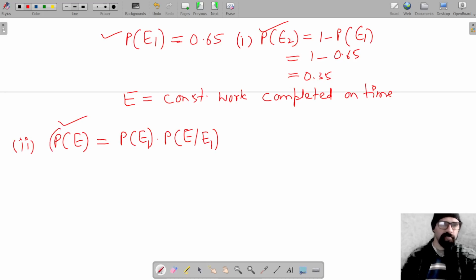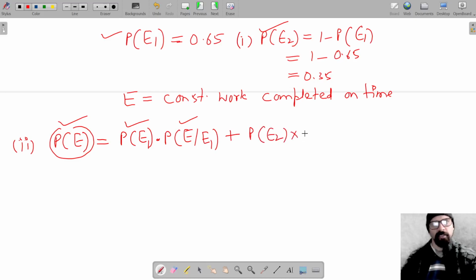So the construction work is completed in two cases: when all the workers are not present, and the construction work is completed. The second case was when all the workers were present, so that is probability of E2, and now the construction work is completed when all the workers are present. So this is how the construction work is completed. Now probability of E1 is 0.65.